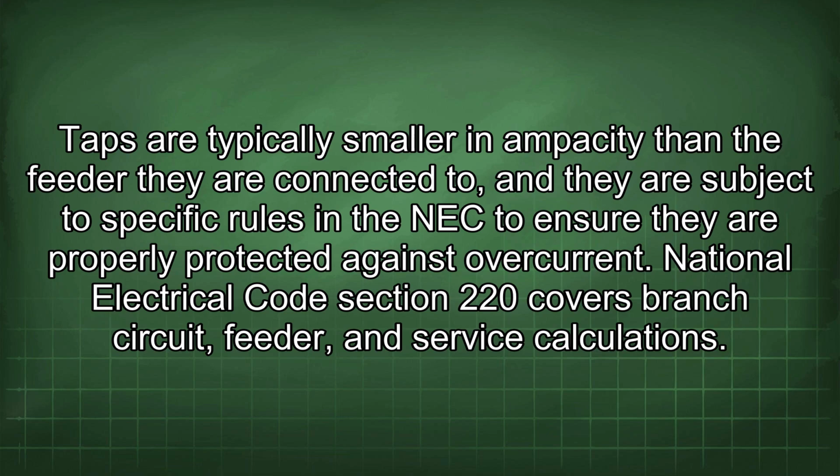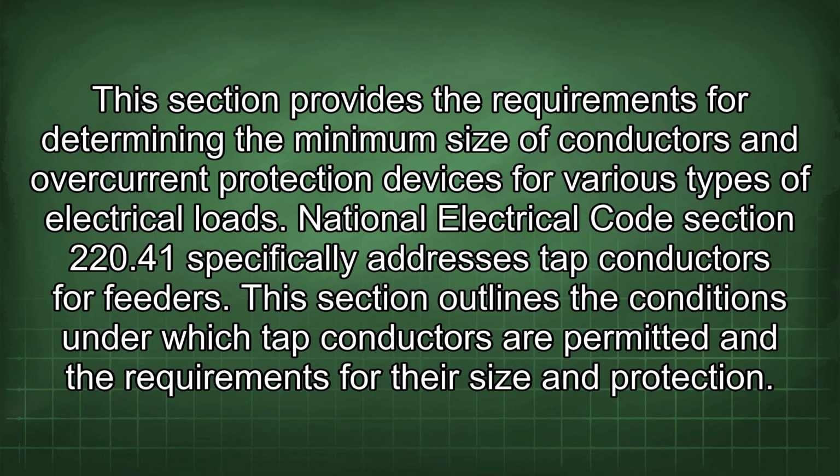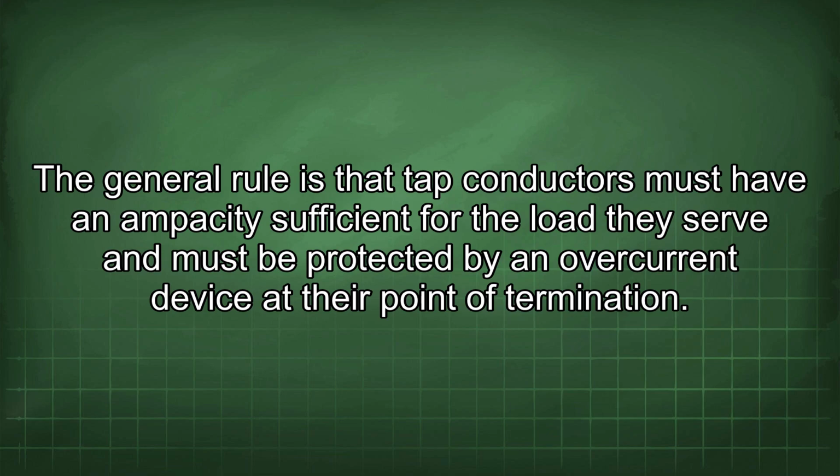National Electrical Code section 220 covers branch circuit, feeder, and service calculations. This section provides the requirements for determining the minimum size of conductors and overcurrent protection devices for various types of electrical loads. National Electrical Code section 220.41 specifically addresses tap conductors for feeders. This section outlines the conditions under which tap conductors are permitted and the requirements for their size and protection. The general rule is that tap conductors must have an ampacity sufficient for the load they serve and must be protected by an overcurrent device at their point of termination.